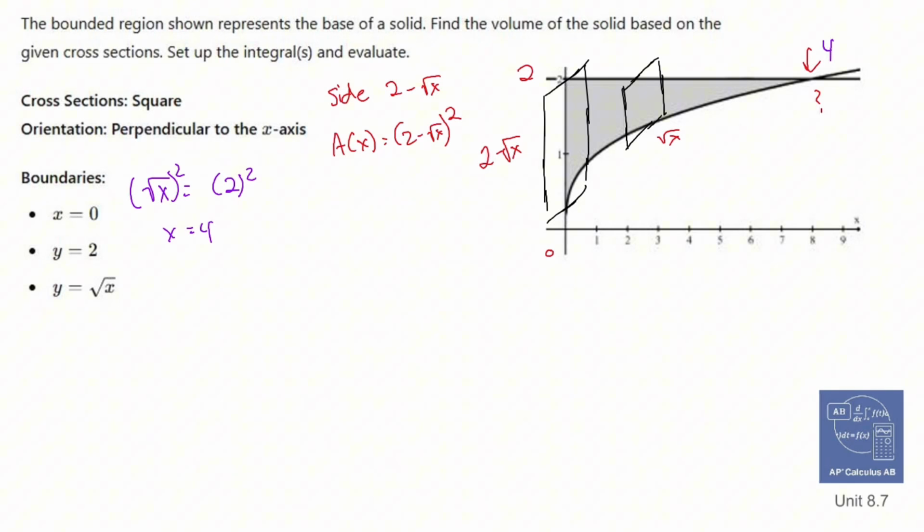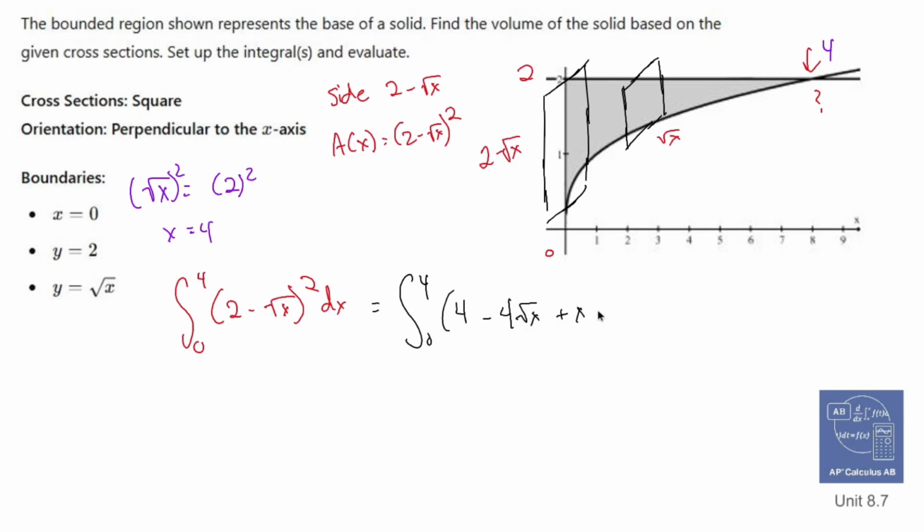So the integral that I'm going to set up is going to be the integral from 0 right here to 4 of 2 minus the square root of x squared dx. Now, before I even consider integrating, I want to FOIL that out. I want to use a perfect square trinomial and clean that up. So that's going to look like 4 minus 4 root x plus x.